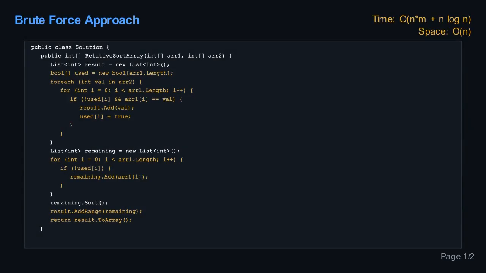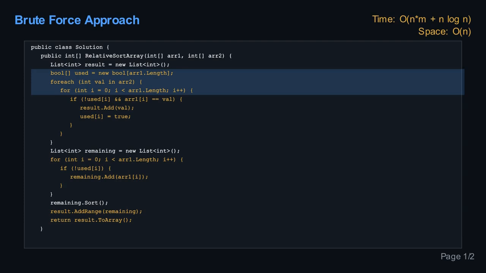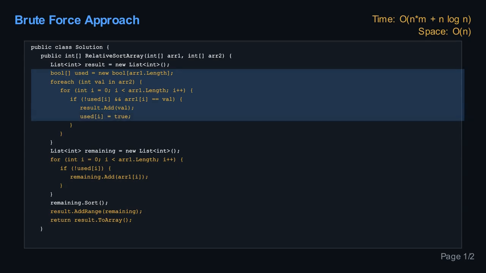A straightforward but inefficient approach would be to iterate through each element of R2. For each element, we'd scan R1 to find all its occurrences, add them to our result, and mark them as used. After processing all of R2, we'd collect the unmarked elements from R1, sort them, and append them. This involves nested loops for finding elements, making it quite slow.